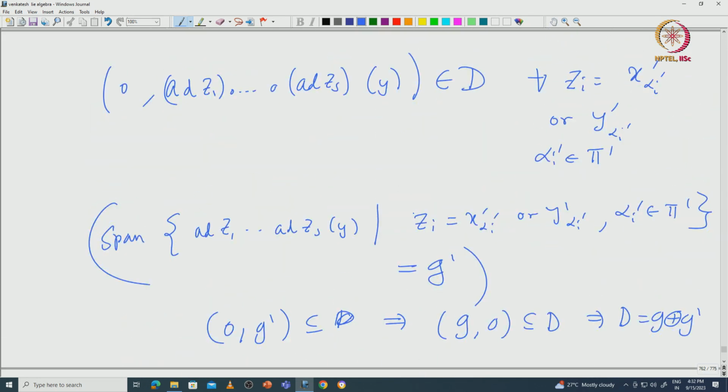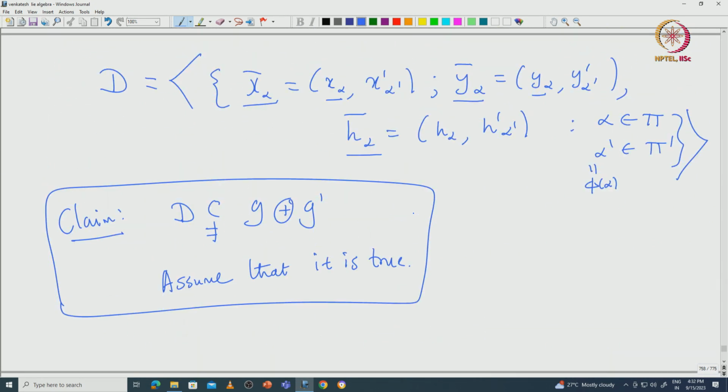Okay. We have to prove only the part that D is proper inside G direct sum G dash. Yeah, we are running out of time. So, maybe I will do that in the next class.